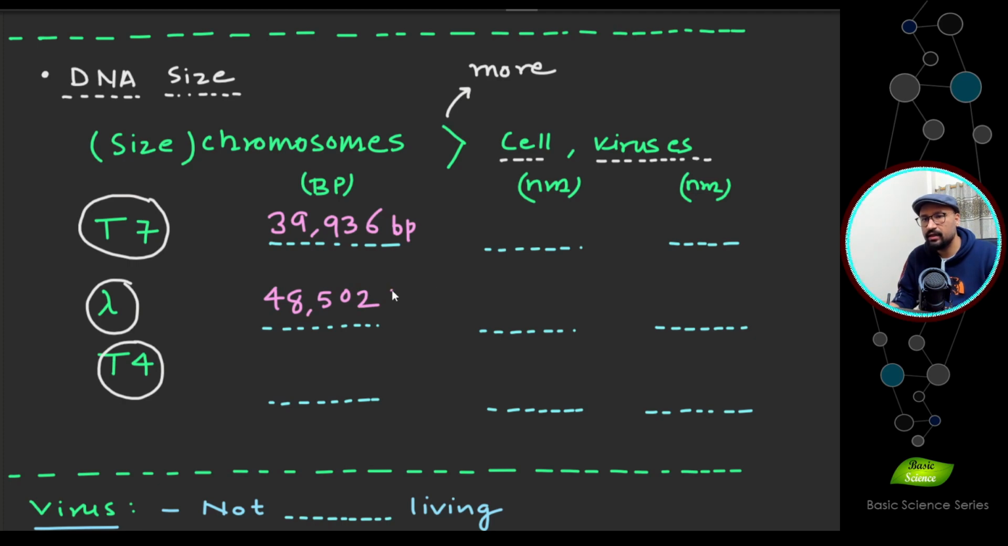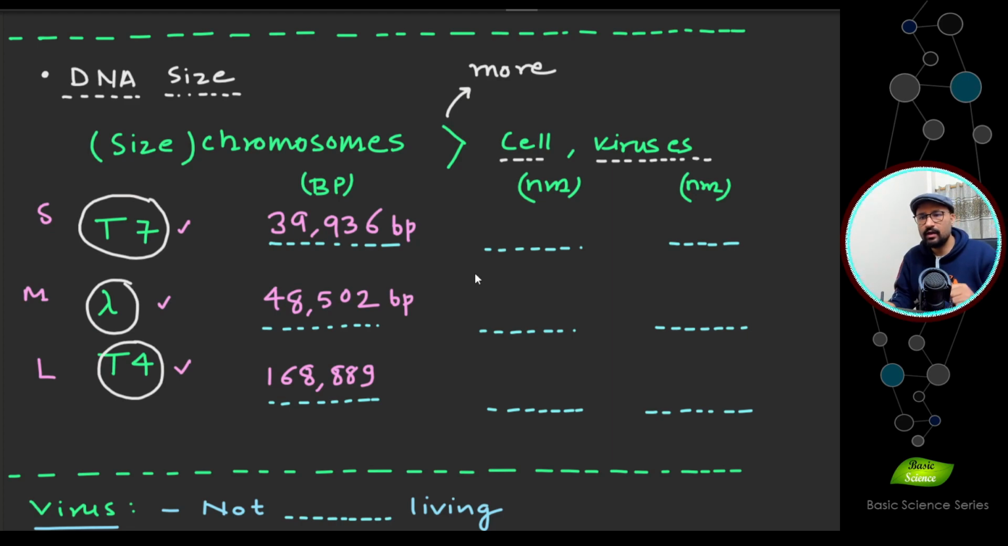Then lambda is a little bit larger than T7. That is interesting. It's 48,502 base pairs, and for T4, 168,889. So which one is the largest? T4 is the largest as compared to T7. In second place you have lambda, and third place you have T7. So this is the largest, this is the medium sized, and then the smaller size.